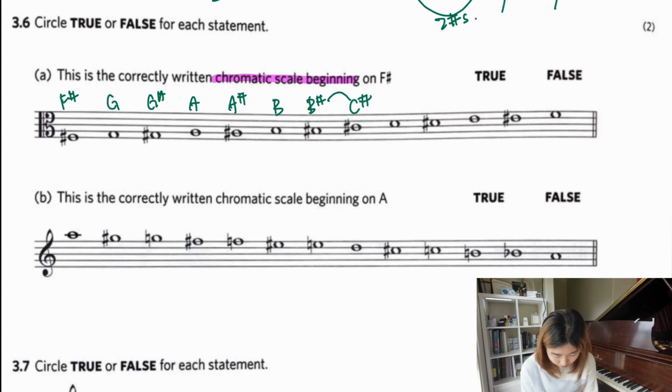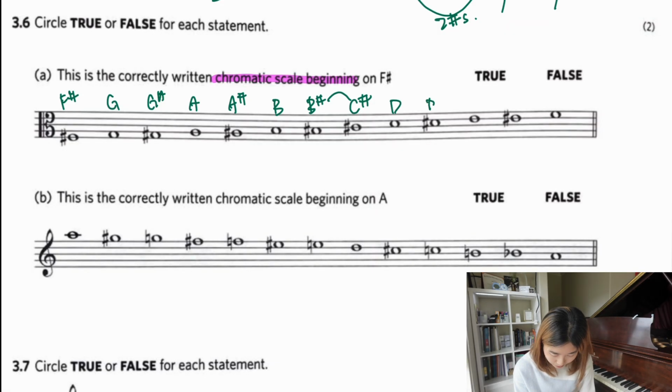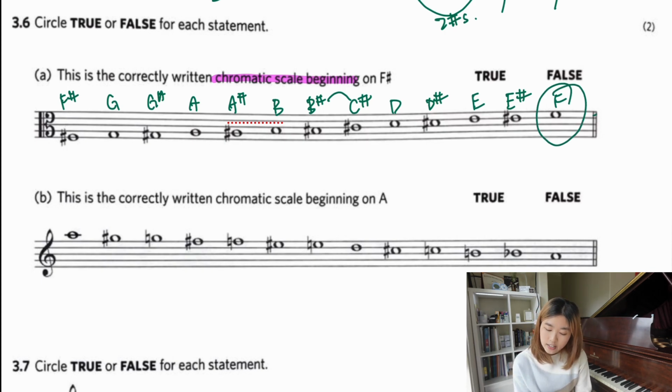Oh, you find something weird here. B sharp to C sharp. B sharp, C sharp. Okay, might be good. And then we have D, D sharp, E sharp, and F. We should be starting and ending with the same note. So it should be ending on F sharp, and E sharp and F are the same note. So that's not correct, so false.